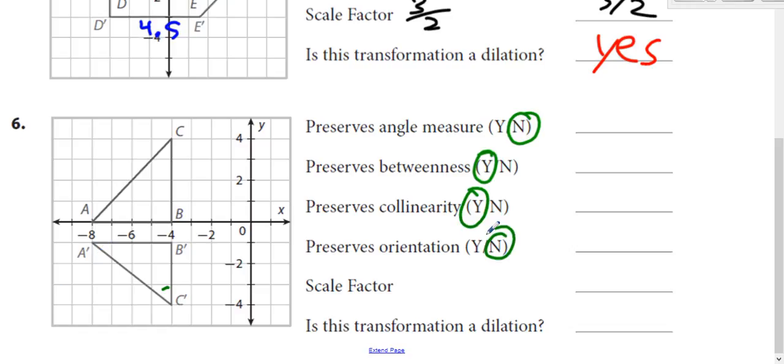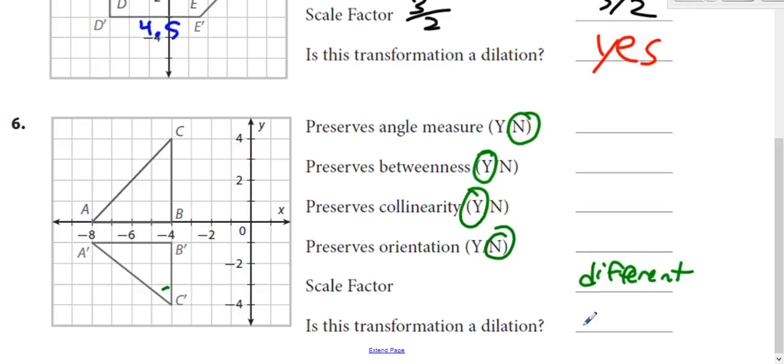Scale factor doesn't really have one because this side is different than the other side, so it doesn't have the same scale factor. Depending on which sides you pick, you're going to get a different scale factor. If you pick AB to A prime B prime, you get a scale factor of 1 because the side lengths don't change. But if you do BC to B prime C prime, you get a scale factor of 3 to 4, which is different.